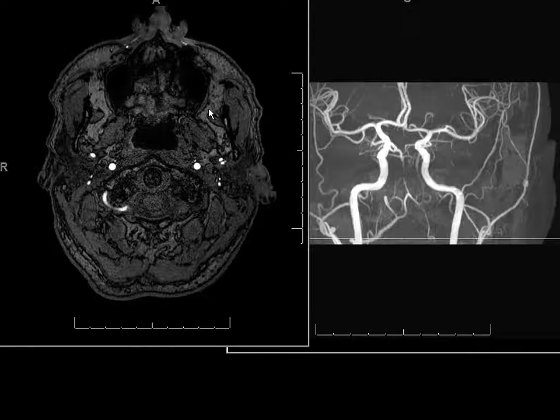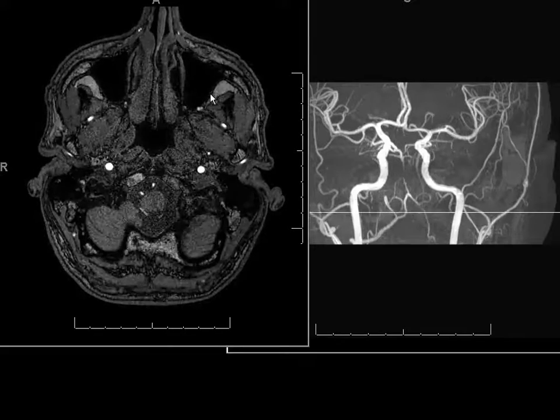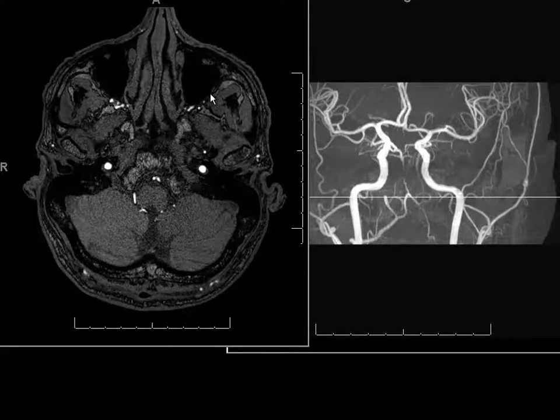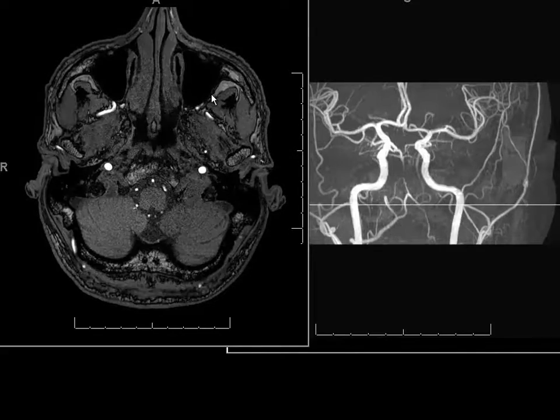I'm going to talk about a case that shows the benefit of intravascular contrast agent utility in MR angiogram of the head and MR angiogram of the neck. This patient was referred for questionable occlusion of the left side vertebral artery.